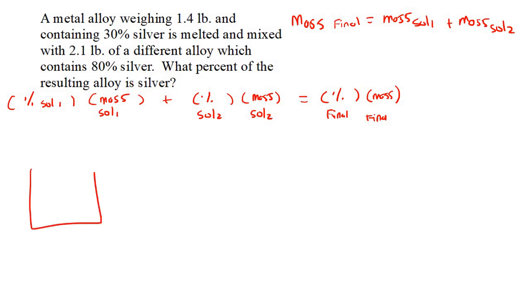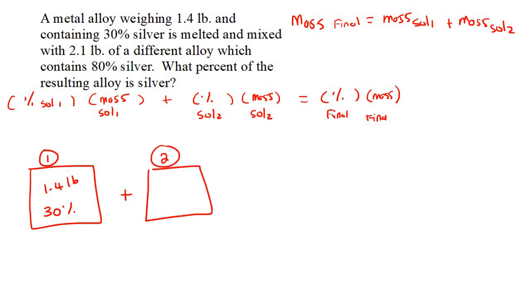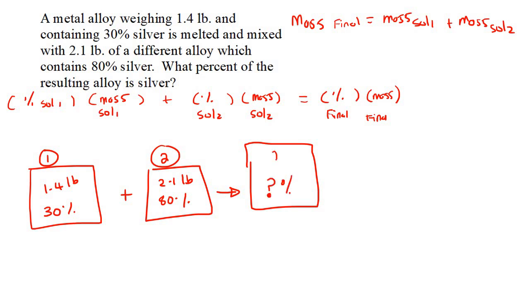We've got solution number 1, which has a mass of 1.4 pounds and 30% silver. Great. Then we're going to mix that up with solution number 2, which is 2.1 pounds and is 80% silver. And that's going to be combined. Obviously, they're going to mix it all up, and that's going to form some type of solution over here, which we don't know what the percentage is, but we should know what the mass is.